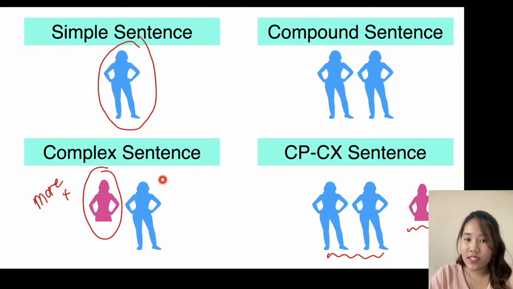And complex sentence: you have just one independent clause matched with one or more dependent clauses, it is a complex sentence. And next, compound complex sentence is two or more independent clauses matched with one or more dependent clauses.